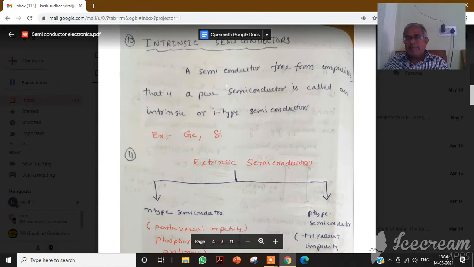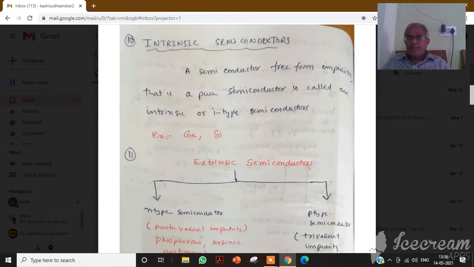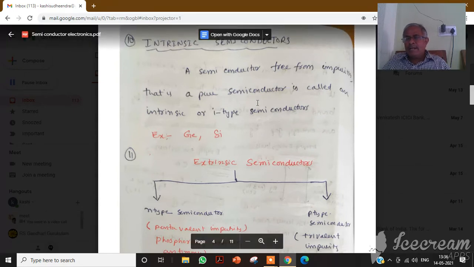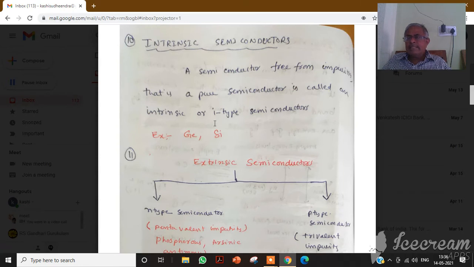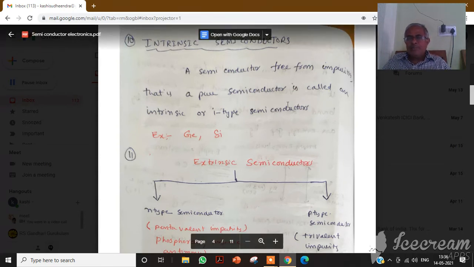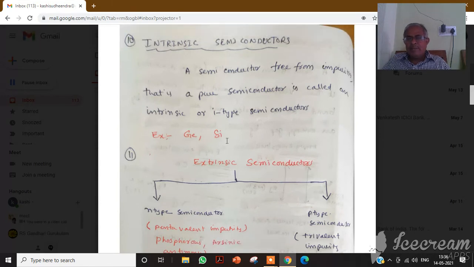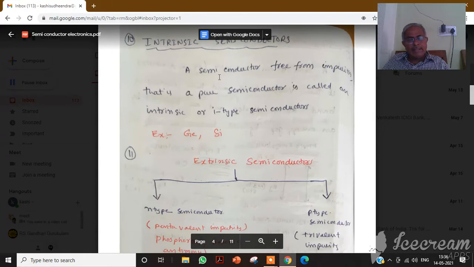You know that a semiconductor free from impurities, that is a pure semiconductor, is called an intrinsic or I-type semiconductor. I have already told you. Pure semiconductor, germanium and silicon, is known as intrinsic semiconductor.